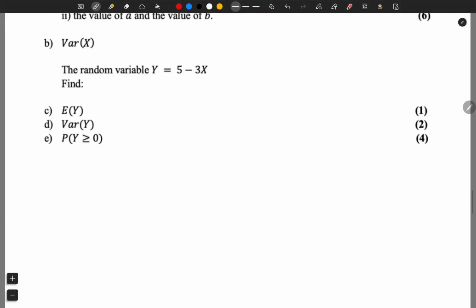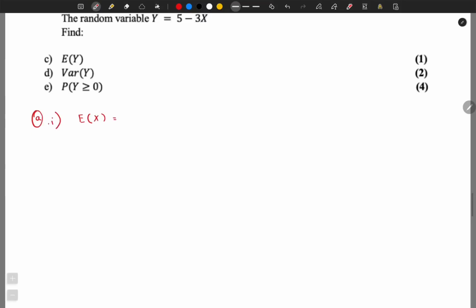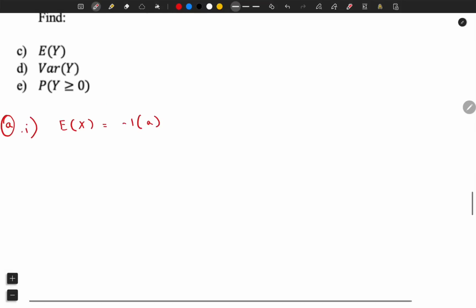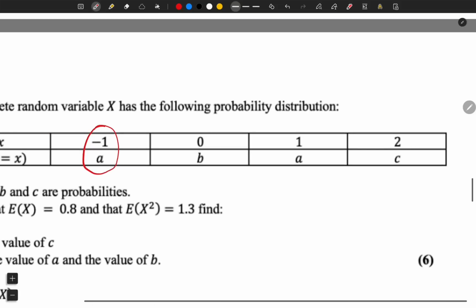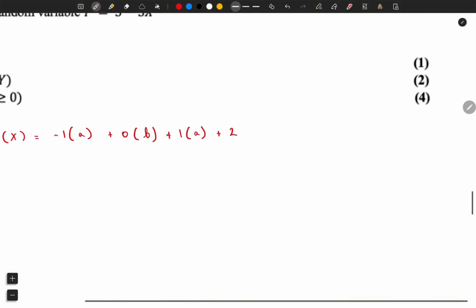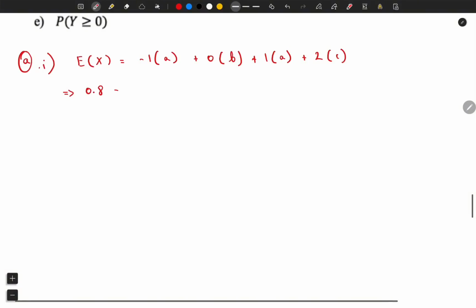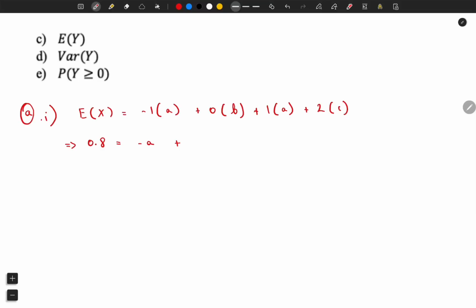Now we know that the expected value of x can be written as x multiplied by the probability, adding up all of the values together, which is -1 times A plus 0 times B plus 1 times A and 2 times C, and this is equal to 0.8. So that's minus a, and this is 0. That's plus a, and this is 2c. So these two cancel out. So the value of c is 0.4. So that is the value of c.